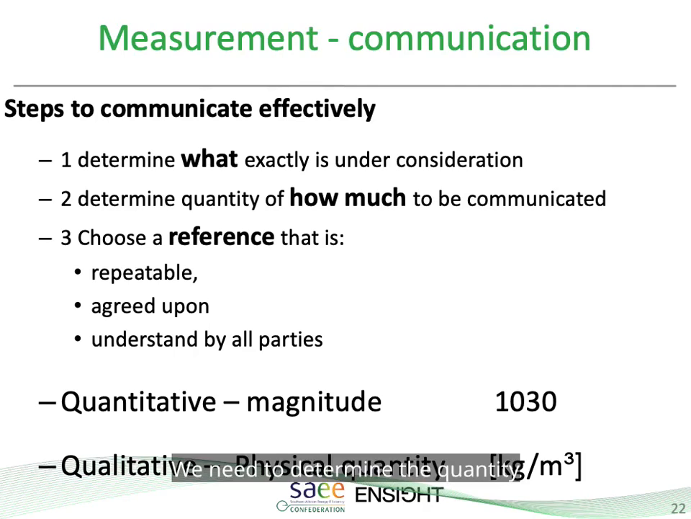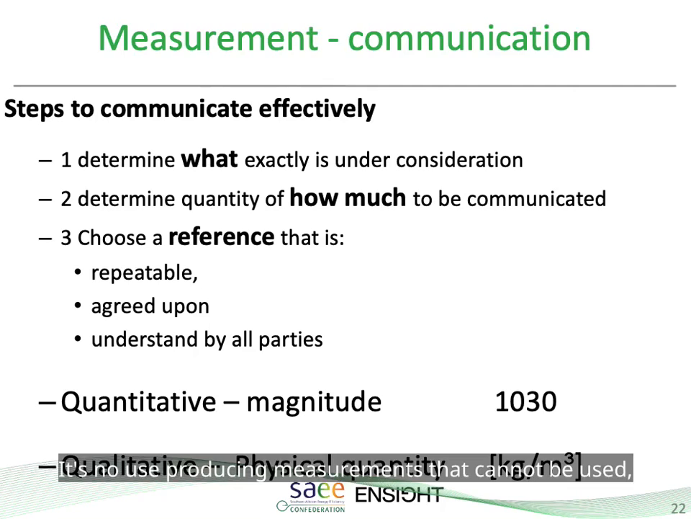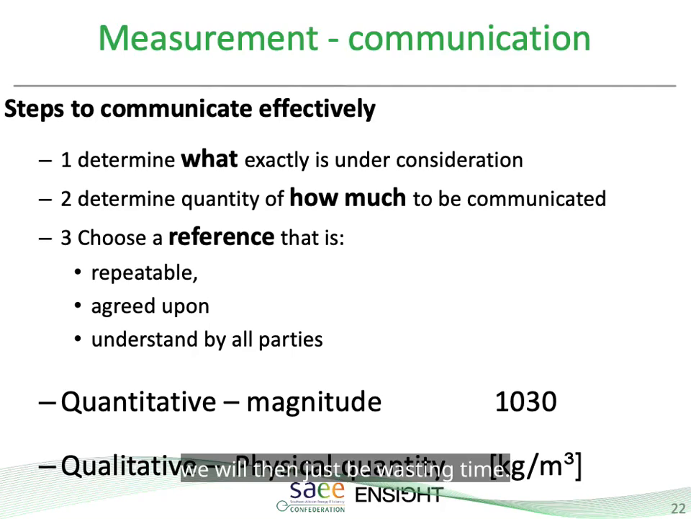We need to determine the quantity of how much is to be communicated. Will we be measuring from the main substations, or will we be measuring further down the line? We need to choose a reference that is repeatable, agreed upon, and understood by all parties. It's no use producing measurements that cannot be used. We would then just be wasting time.